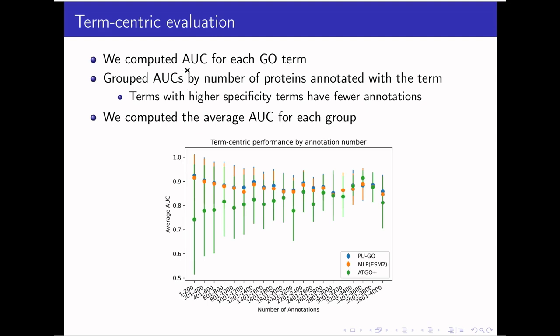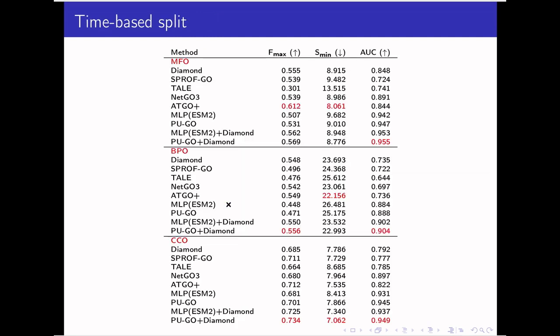That's why we decided to compute the AUC for each GO term, and then we grouped the AUCs by the number of annotations. And you can see that in the case of a lower number of annotations, the PU learning setting, which is the blue dot, is better than the MLP, and a lot better than AdaGO. We decided to compare with AdaGO because previously you could see that AdaGO also had good results.